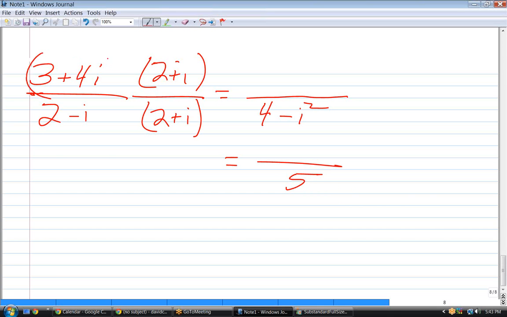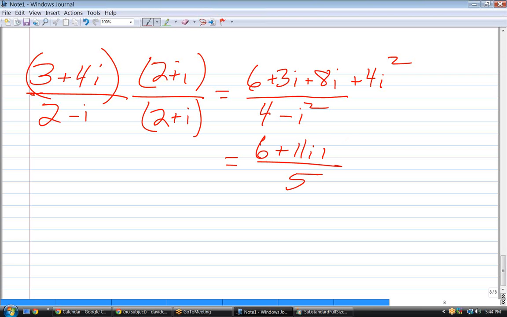Okay, let's multiply the numerator. What do you get? That'd be 3 plus 4i times 2 plus i. So that'd be 6 plus 3i plus 8i plus 4i squared. Okay, simplify that. Would be 6 plus 11i plus 4i squared. What's i squared equal to? Negative 1, so that'd be 5.